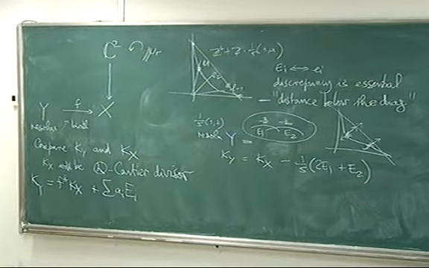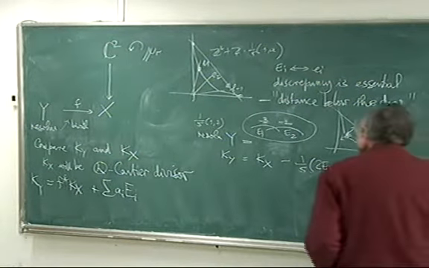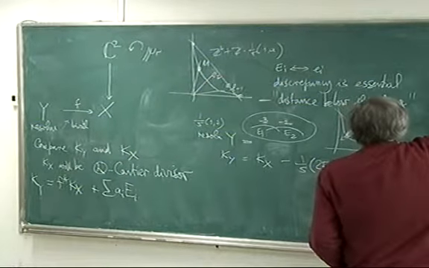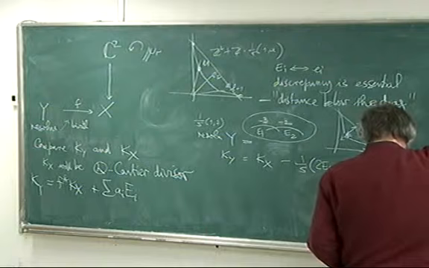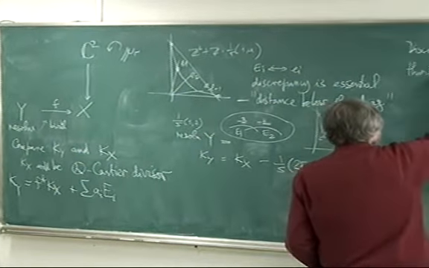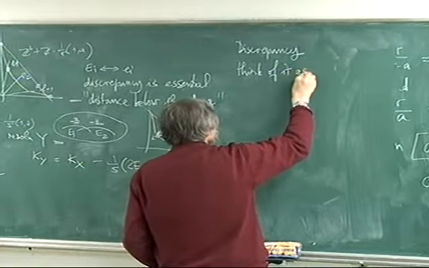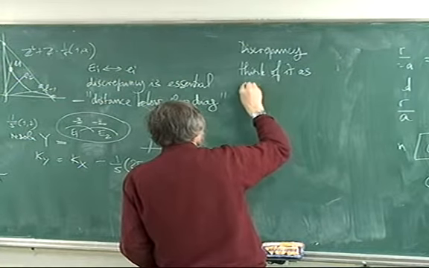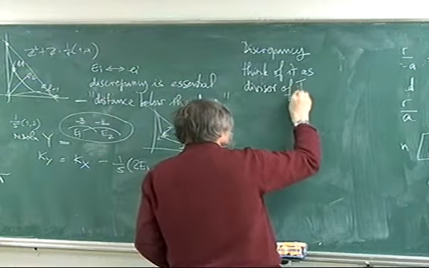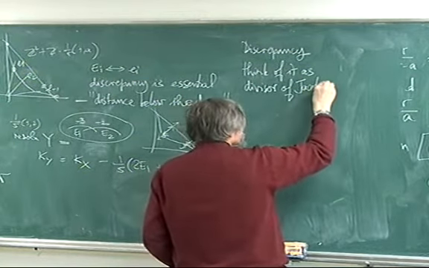Let me explain what it means. The discrepancy: I think of it as the divisor of a Jacobian determinant.